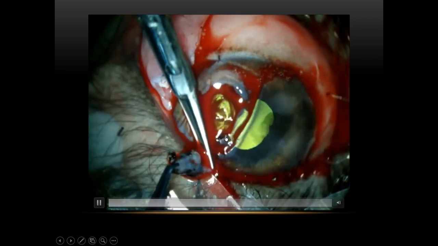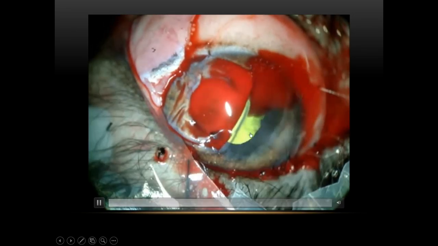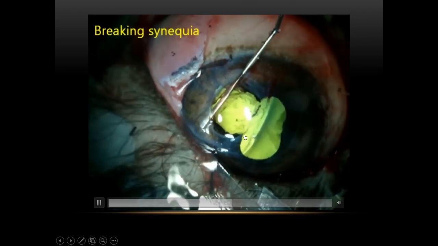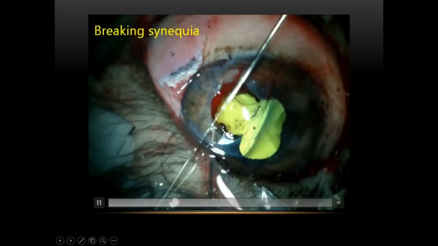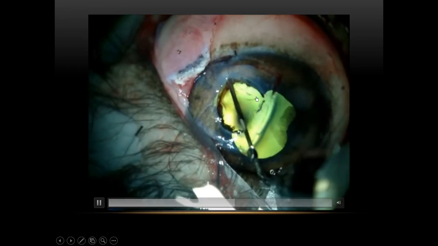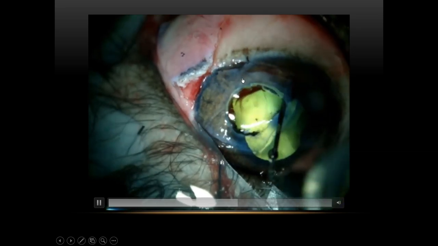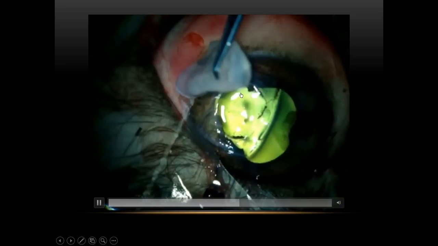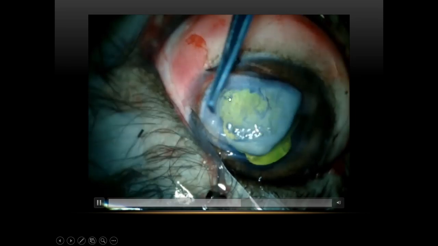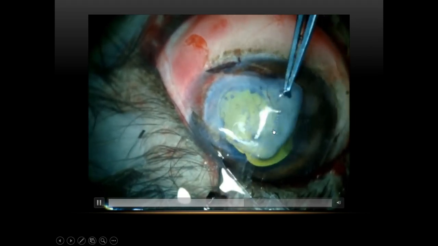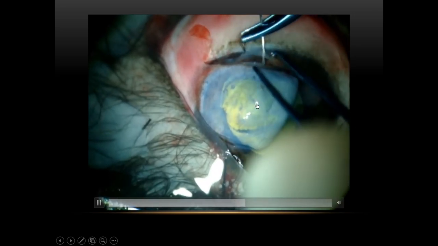So we can use a saline solution mixed with epinephrine, just like you're seeing here. So you're breaking off all the synechia. Very careful, very gentle. Okay? So you have all the synechia breaking off. And then we're gonna suture back and slide over the defect a healthy cornea.